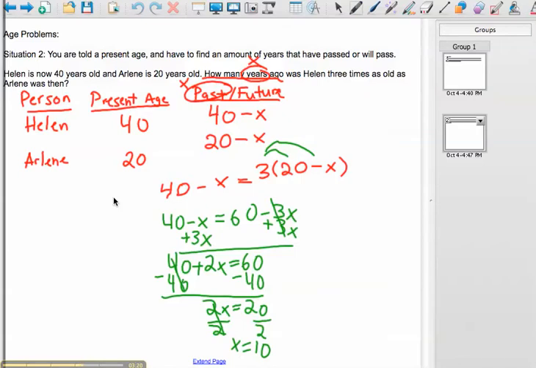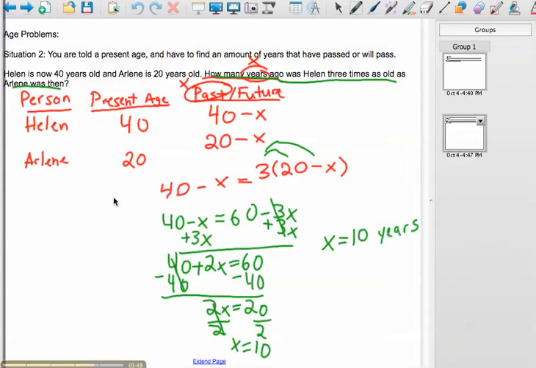So we solved, we got X equals 10, and now we have to solve the question. Remember, don't forget, once you get X, you have to answer the question. How many years ago was Helen 3 times as old as Arlene was then? So it's just asking for X, which was what you defined. So the answer is 10, which we have down here. So we bring it up, X equals 10 years.